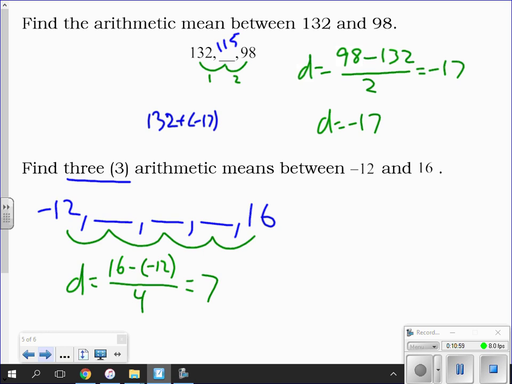So I add 7 to negative 12, gives me negative 5. Add 7 to negative 5 to get 2, add 7 to 2 to get 9. And if I add 7 to 9, I get 16. Everything's great. That's what you do. Easy peasy.